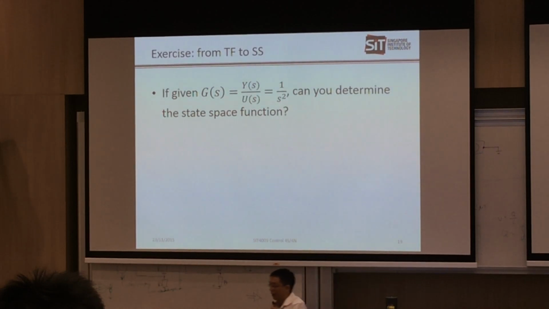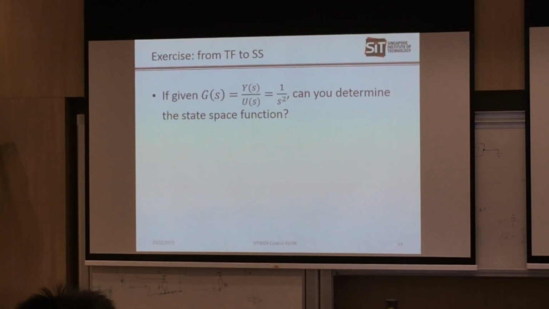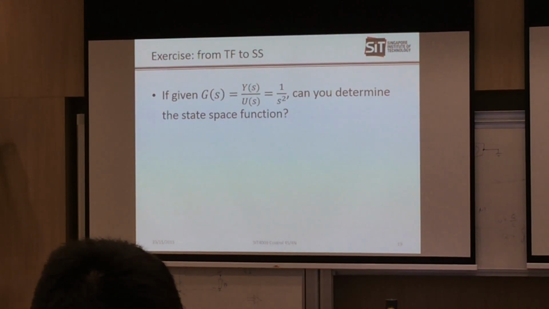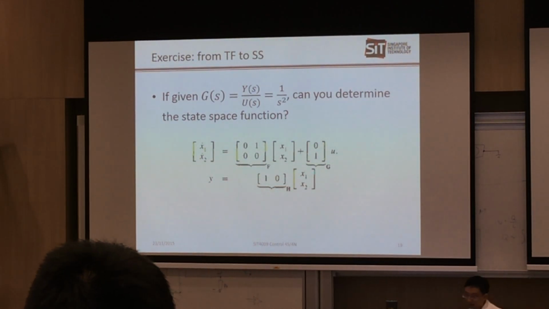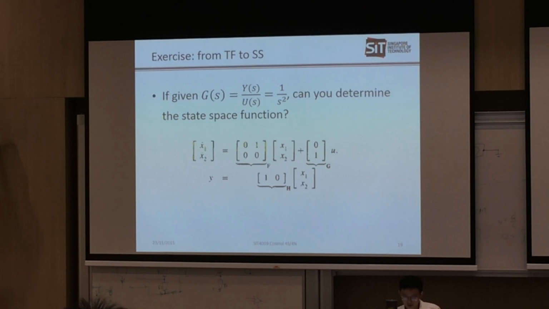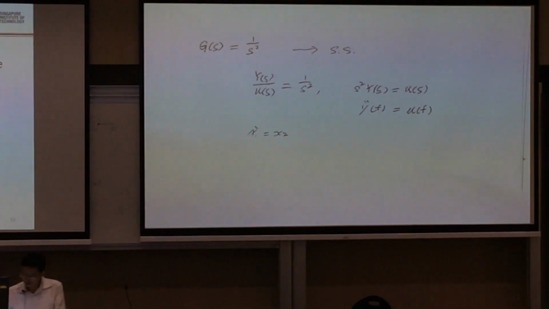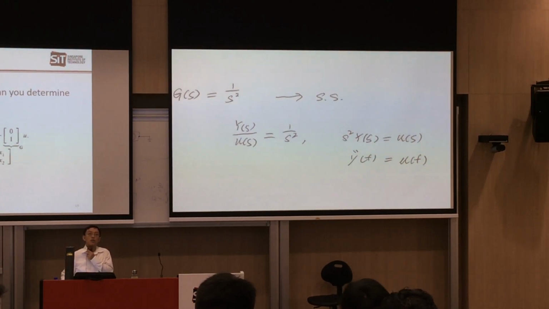And let's do some exercises, okay, just to review or do some warm-up on the visualizations. So let's see a simple transfer function, 1 over s squared. Can you determine the state space function? How do we get this one? So first of all, you get the transfer function, which is 1 over s squared, right?